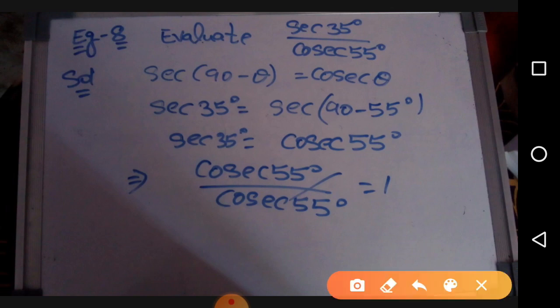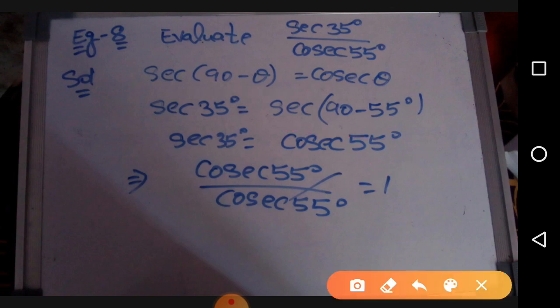The first example is: evaluate secant 35 divided by cosecant 55 degrees. As we have seen in the complementary angles, secant 90 minus theta is cosecant theta. So to secant 35, what we can write is 90 minus 55, and secant of 90 minus theta is cosecant theta.